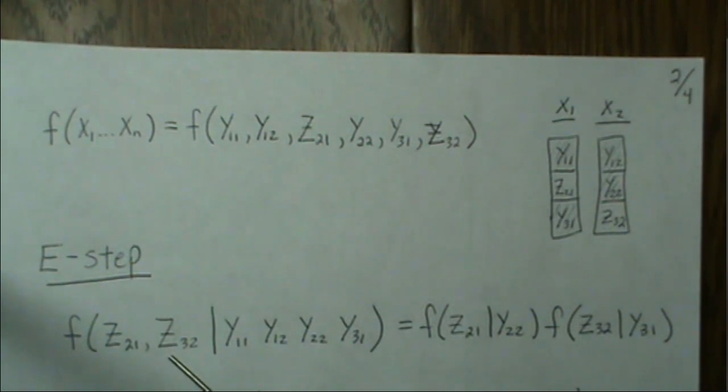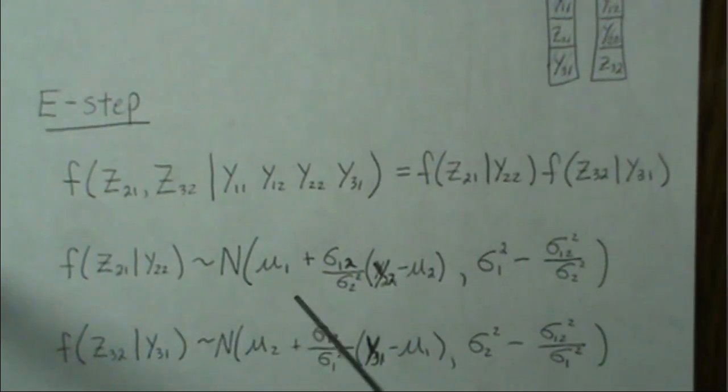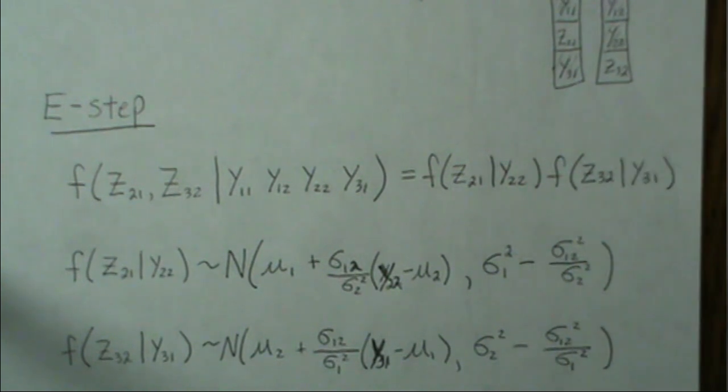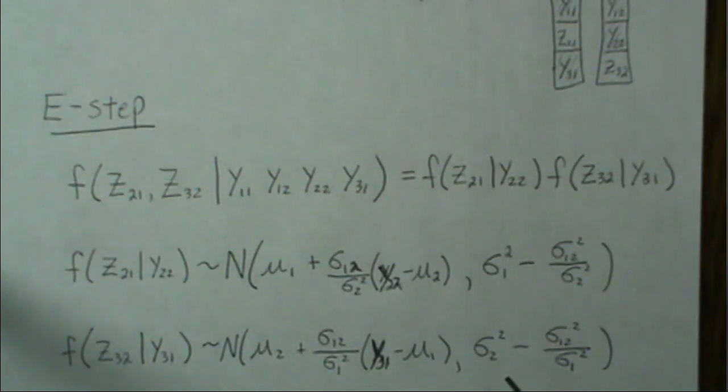These are independent, so the product can be broken apart. These two are independent of that, and 3,1 is independent of 2,1, and so it can be rewritten like this. Then if we observe them, these end up being normal distributions. This first one is normal with this mean and this variance, and this one is normal with this mean and this variance. In another video, which I'll link in the description, I derived that these are normally distributed with these means and variances.